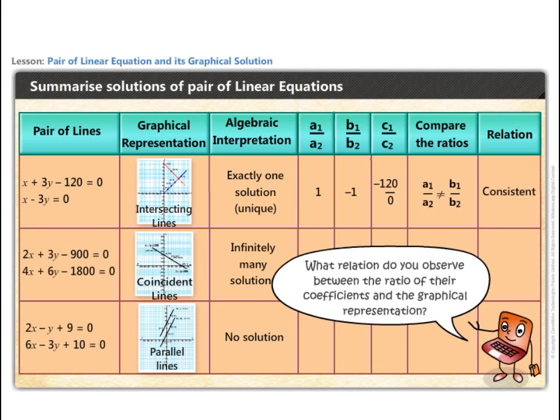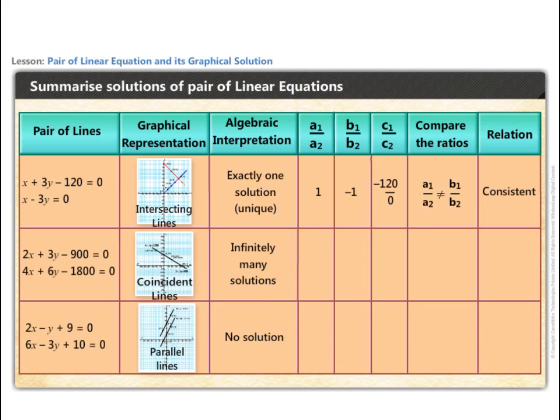What relation do you observe between the ratio of their coefficients and the graphical representation? Here, we observe that when a1 by a2 is not equal to b1 by b2, the pair of equations has a unique solution or is a consistent pair of equations.